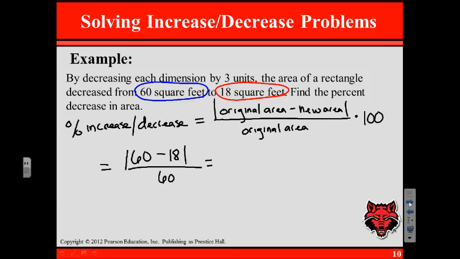Now inside the absolute value bars in the numerator, we take 60 minus 18. That would be 42. So the absolute value of 42 over 60 times 100. The absolute value of 42 is just 42.